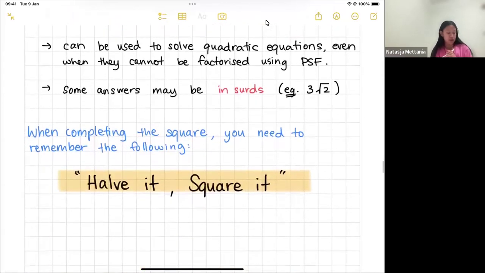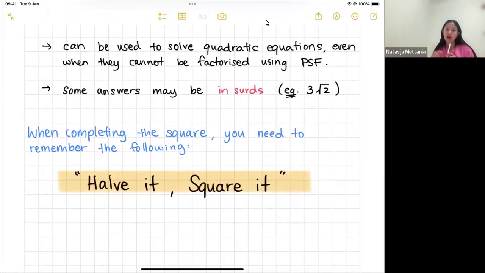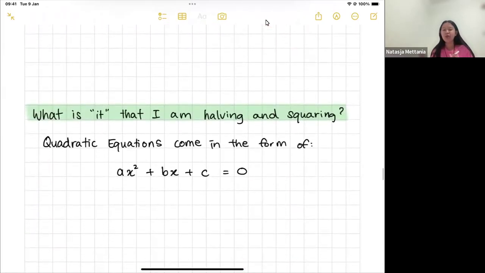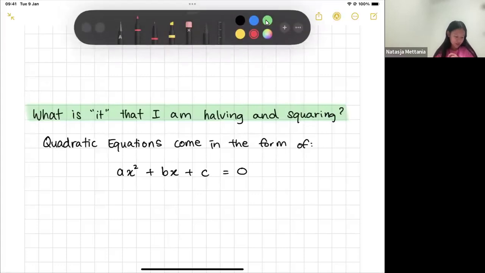So when you are completing the square, you need to remember the following. Half it, square it, okay? Now, what is it that I'm halving and squaring? Well, the it that I'm actually halving and squaring comes from the general formula of a quadratic equation, which is ax squared plus bx plus c equals 0. The it that I'm actually squaring and halving is this plus b. Okay, that number in front of the x in my quadratic equation. That's the number that I'm halving and I'm squaring.